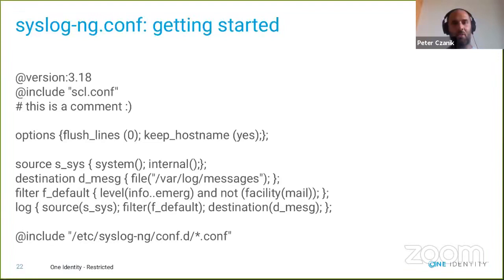Here is a basic syslog-ng configuration. As you can see, it starts with a version number. Then you can include external configurations. The first one here is scl.conf, which stands for syslog-ng configuration library.